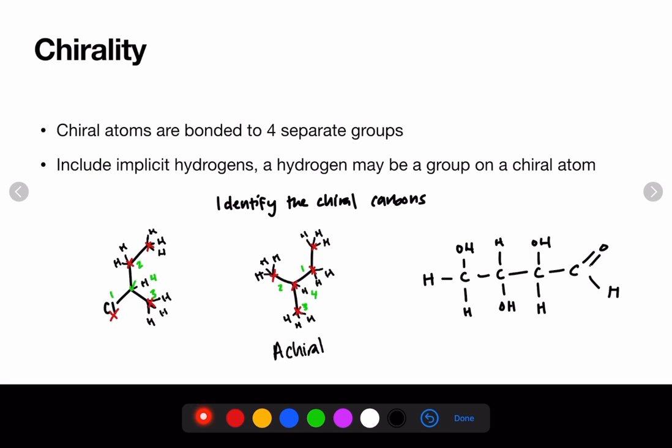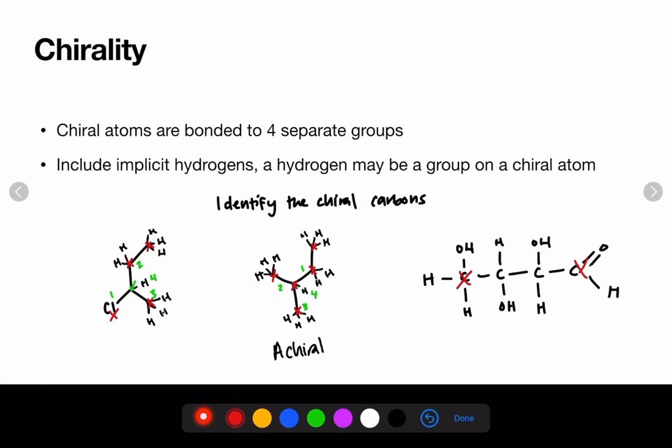For this molecule, we do not need to add in any implicit hydrogens. Another way to rule out an atom being chiral is if it has a double bond, because then it is only attached to 3 groups. Now for the rest of the carbons, we just have to look at the 4 groups it's bonded to. For the carbon on the very left, it's bonded to 2 hydrogens, so it is not chiral because it does not have 4 unique groups.